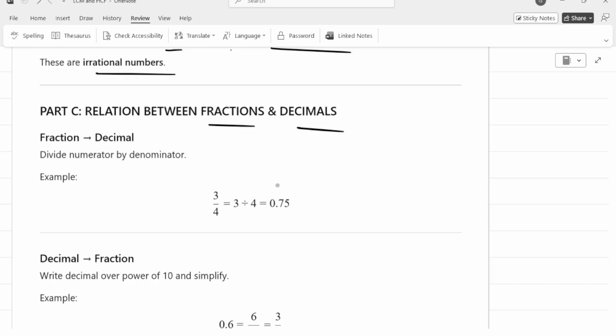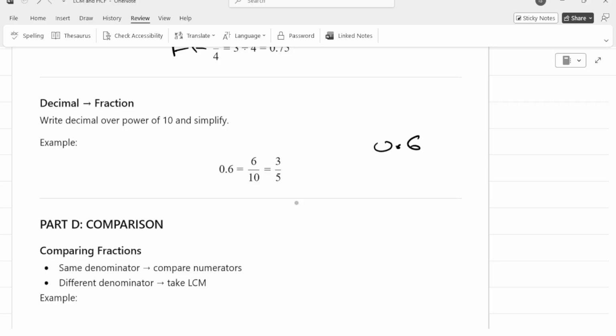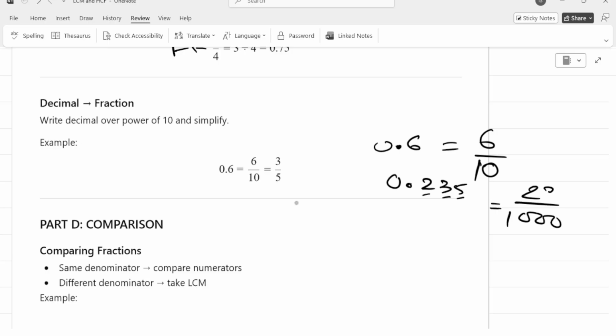We already explained 3 upon 5 is a fraction part. When divided, we get the decimal form, 0.6. Like that, 0.6. We already explained, after the decimal how many numbers? One number, so simply put 10 and place the 6. And 0.235, like that. How many numbers are there? 1, 2, 3, so place 1000 and simply 235.